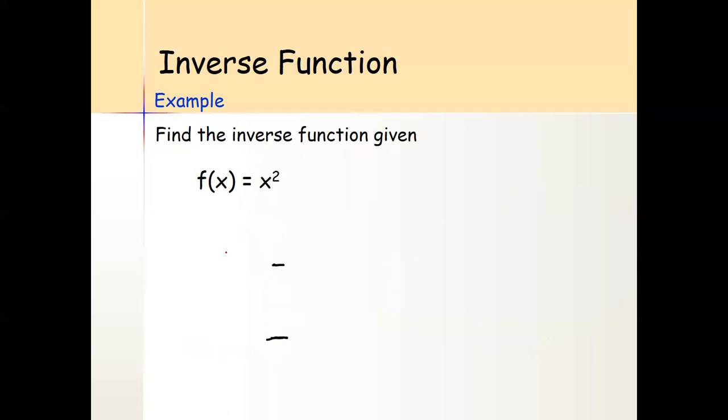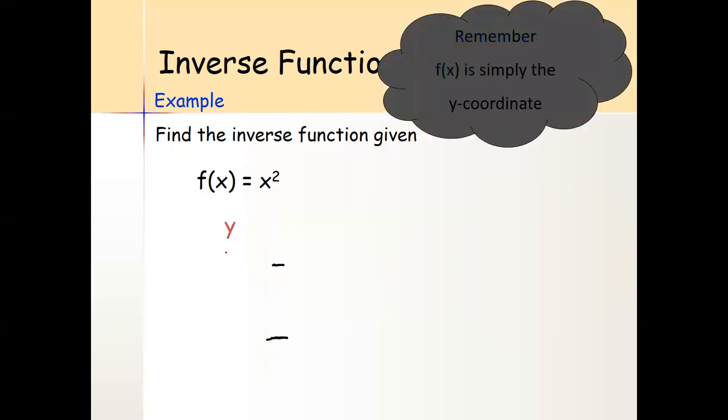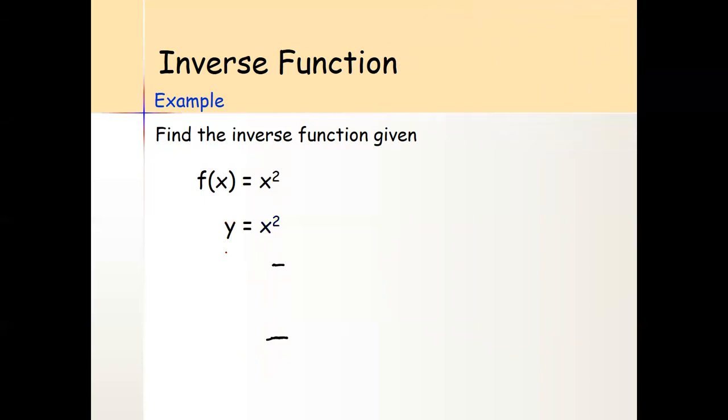So now we know we've got a way to do things. Same thing here, find the inverse function given f of x equals x squared. So I need to change the subject again. Yeah? So you write first y equals x squared, yeah? So what's the opposite of squaring? Take the square root, yeah?